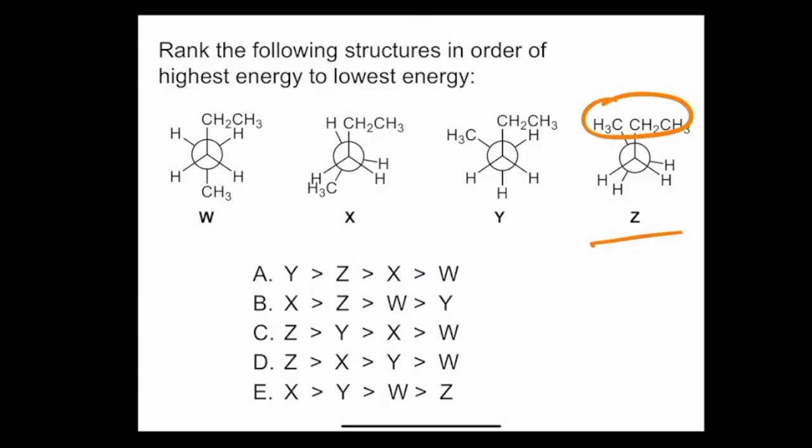Y. We got, this is both eclipsing and big groups near big groups, right? That's going to be the worst. And what's nice about finding that one is it can jump out at you. That's gone, that's gone, that's gone. The worst has to be Z. We can now bring it down to two.